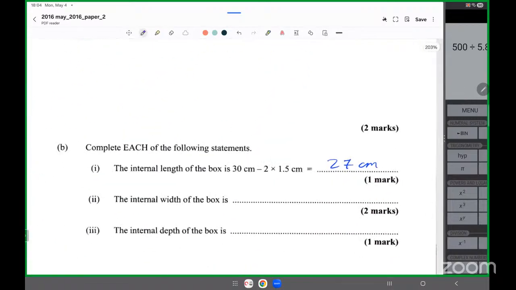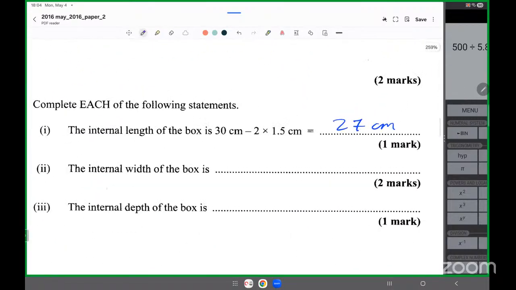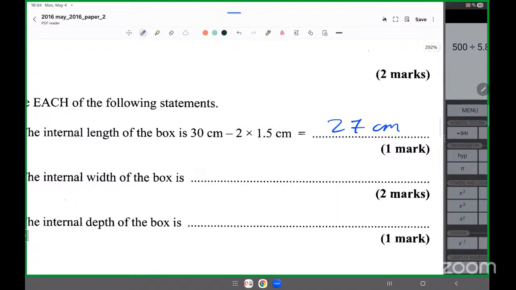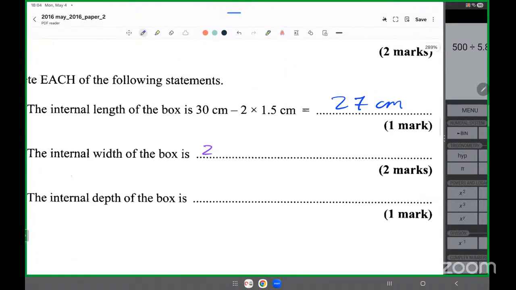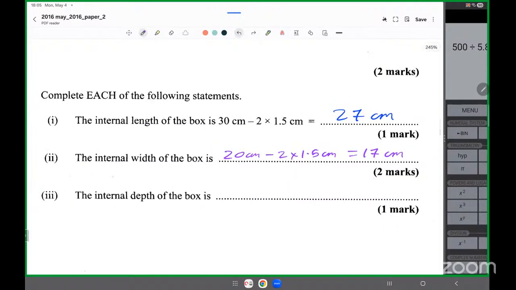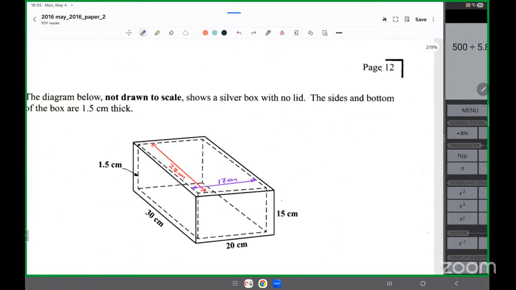So it's gonna be down here, leave it in purple. It was again 20, right? 20 centimeters minus 2 times 1.5 centimeters, which becomes 17 centimeters. That is it. Then the depth of the box is what now? Who can tell me the depth now?